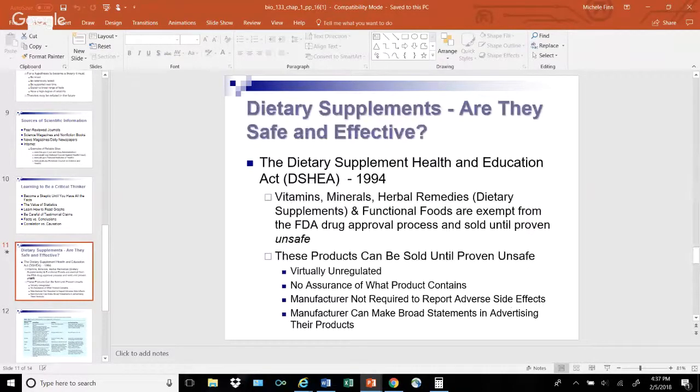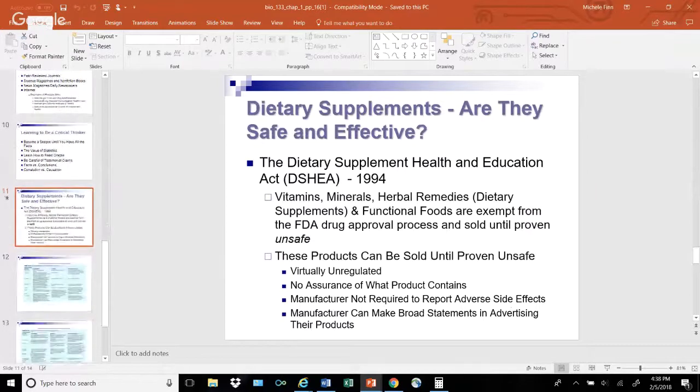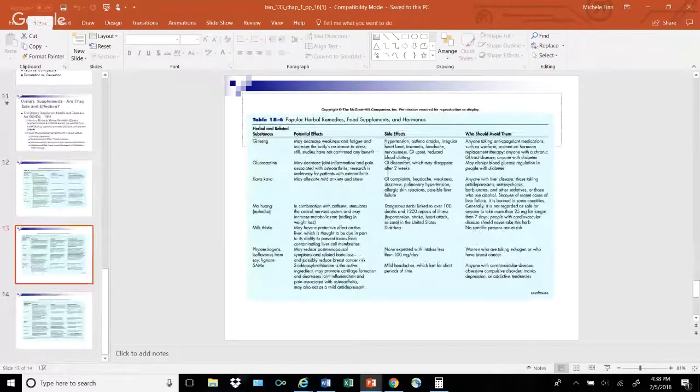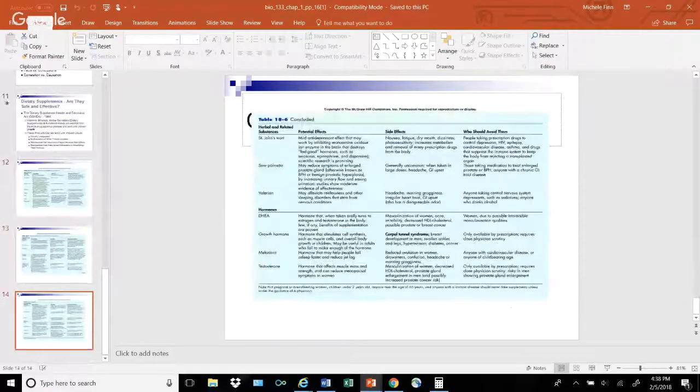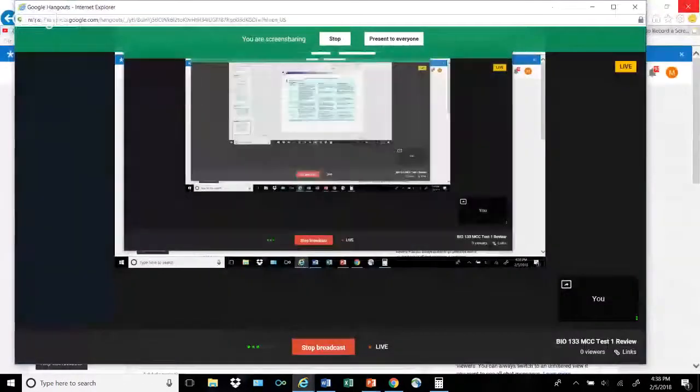We also briefly talked about the Dietary Supplement Health and Education Act. While you wouldn't have to remember all these different popular herbal remedies, food supplements, and hormones, I gave you this as an eye-opener for you to become a skeptical thinker. So there are the chapter 1 big picture things that you would want to look at.